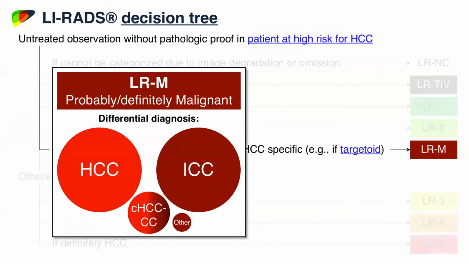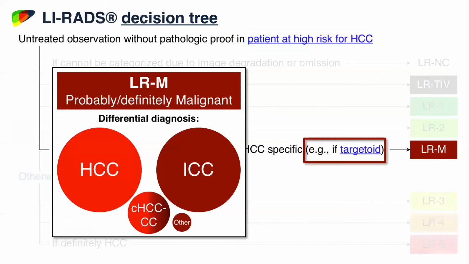Does that sort of make sense? HCC is the most common cancer in cirrhosis. But if I see something that's a cancer but doesn't look like an HCC, then HCC is no longer the most likely thing, right? Because it doesn't look like an HCC. Turns out about 40% are HCC and about 60% are these other things.